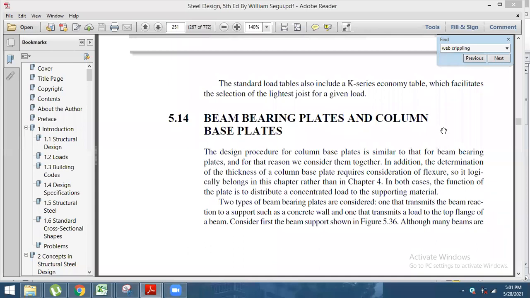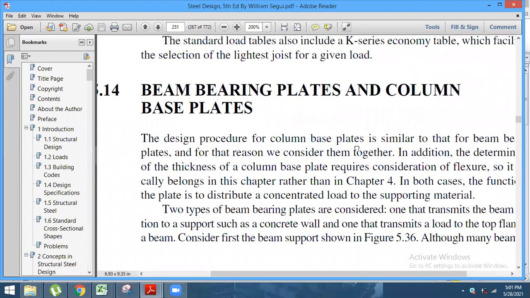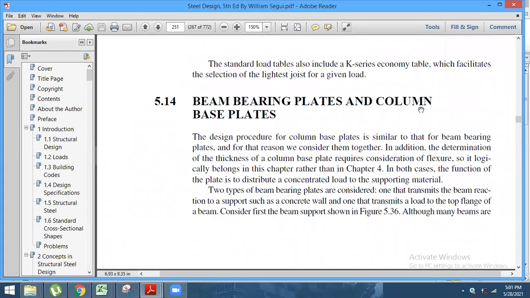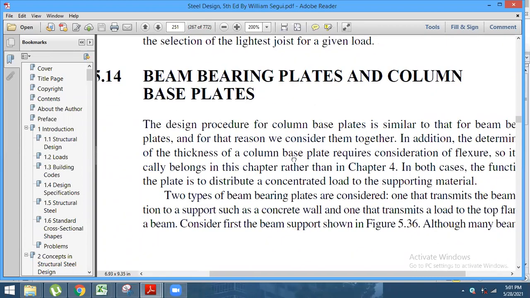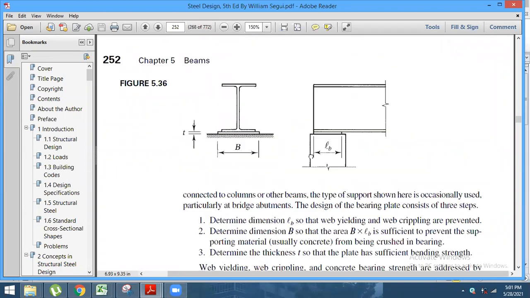Okay, so our topic for today is the design of the connections. So first things, try natin i-design, check natin yung kanyang beam bearing plates. Yung base plate is tapos na previous discussion. So this is the beam bearing plate. So here is the principle.